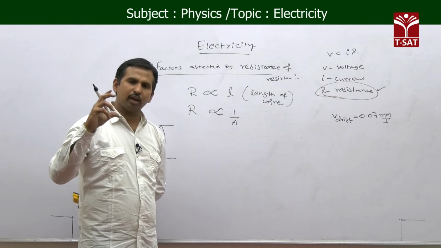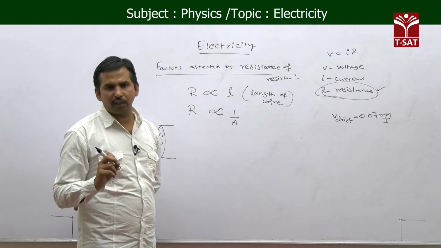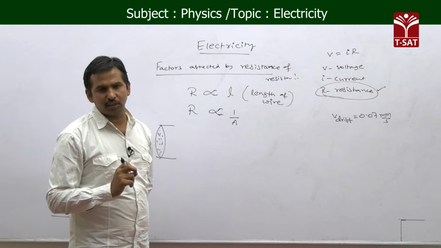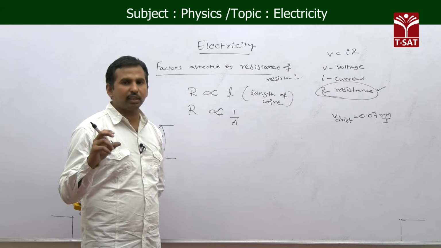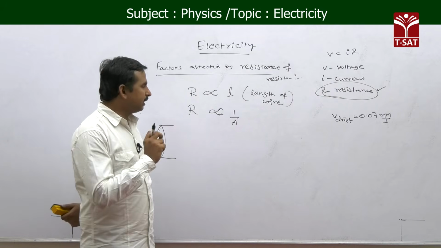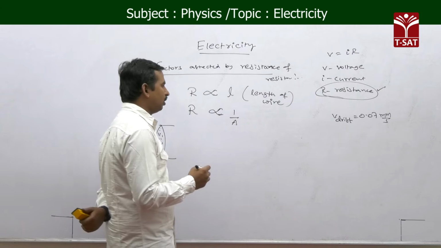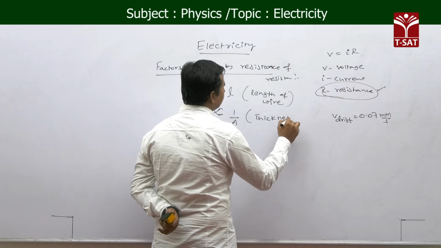So with a thicker wire, more current is passing, and if you take a thin wire, less current passes in that. At the same time, if you have more thickness, the resistance is less. If you take a thin wire, the resistance is more. So it depends on the thickness of the wire.